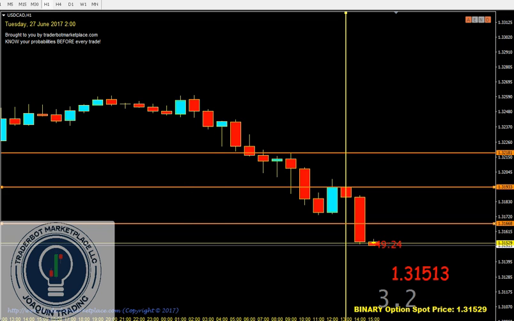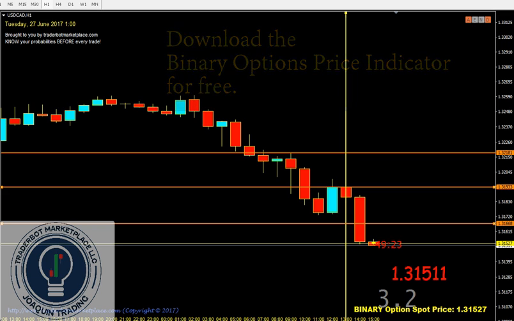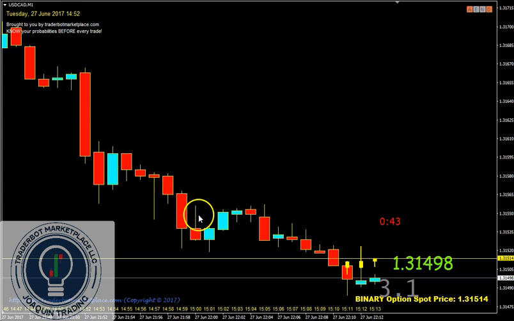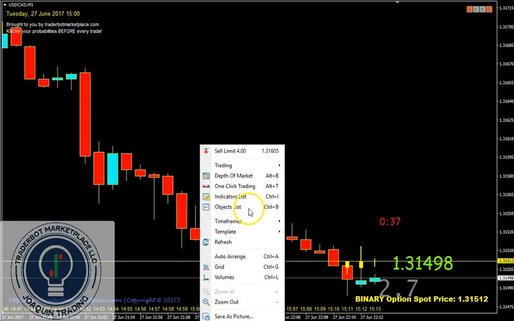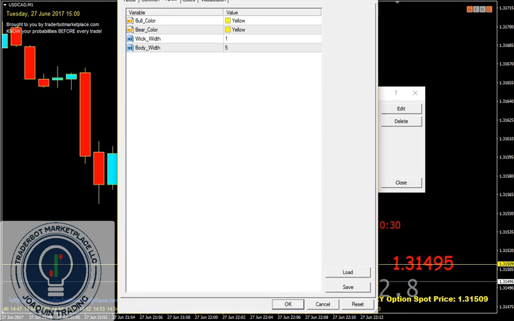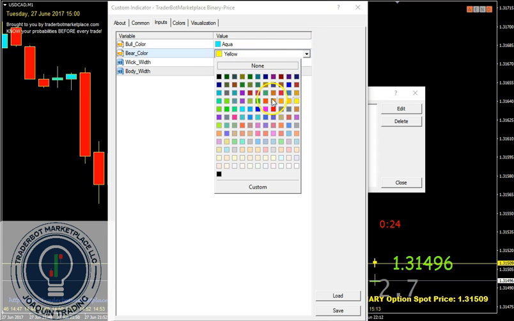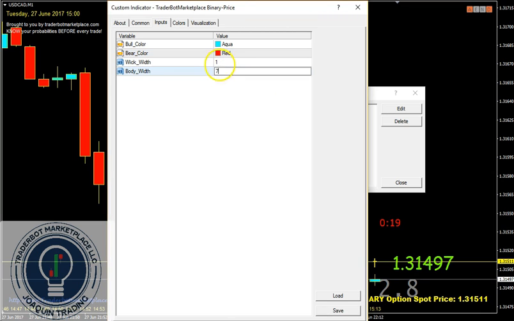How can you use this to your advantage? Well, you can get the binary option price indicator. It's free. You can just download the thing and put it on your chart, and I will show you how it looks on a chart. Now, at first, you're going to see this. You're going to see candles. You're going to see the binary options price here. We're going to change it a little bit, and we're going to say a bull color is going to be blue, and a bearish color is going to be red. I'm going to change the width here so you can see it.